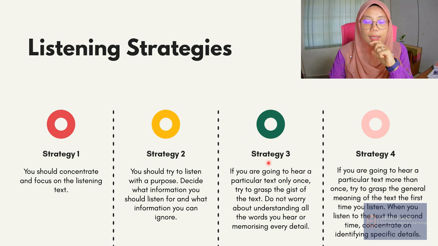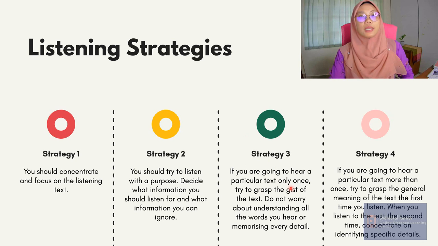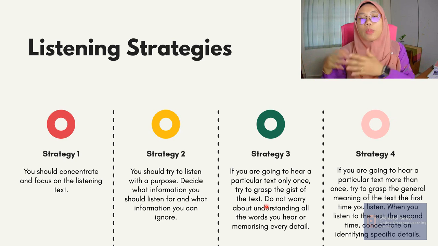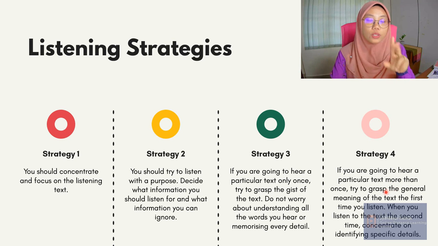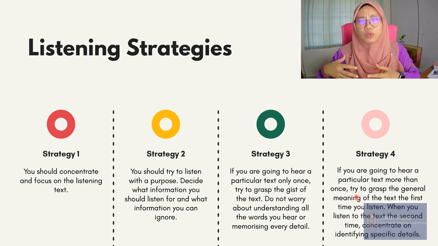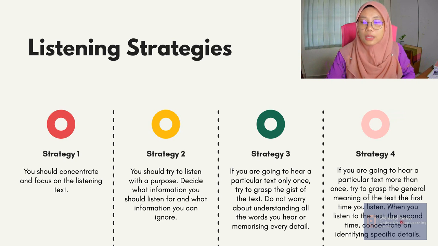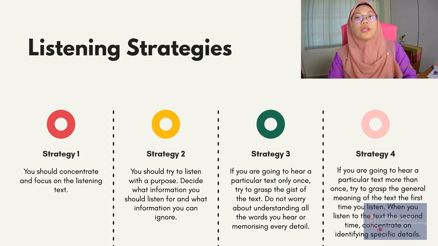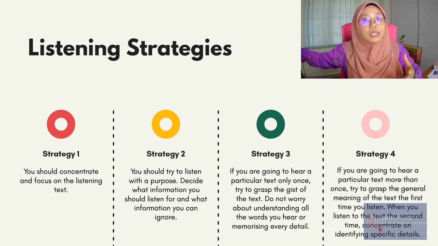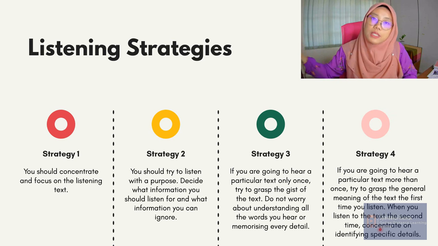Okay? And number 3, if you are going to hear a particular text once, you try to grasp the gist of the text. Do not worry about understanding all the words that you hear or memorizing every detail. On the other hand, if you are going to listen to a particular text more than once, first, as you listen, try to understand the whole message. Listen to the whole message first, and then when you listen the second time, concentrate on identifying the specific details. First, listen to the whole message, and then the second time, focus on the specific details.